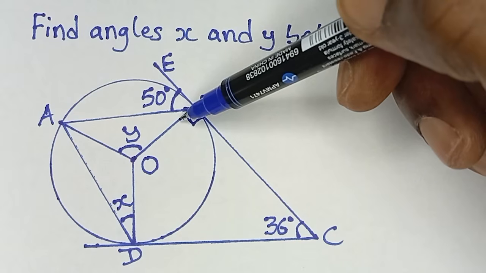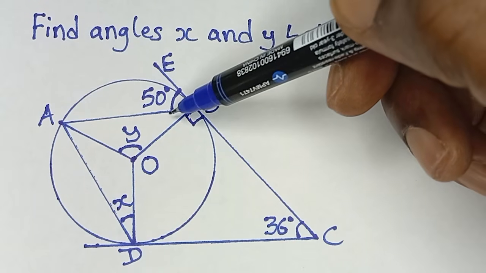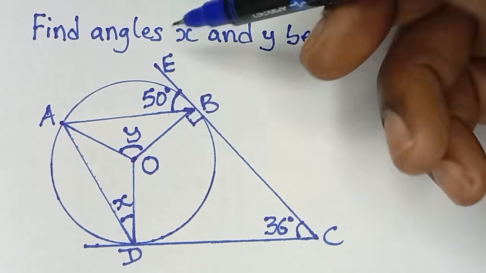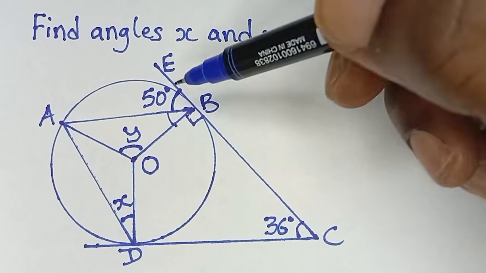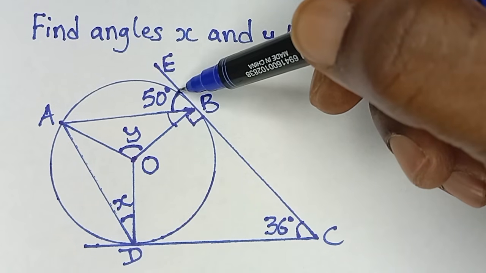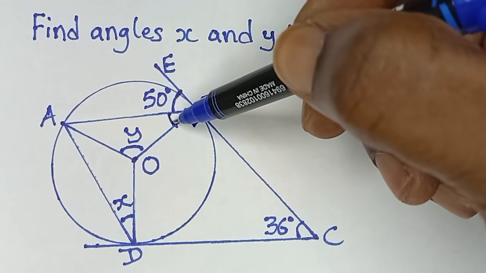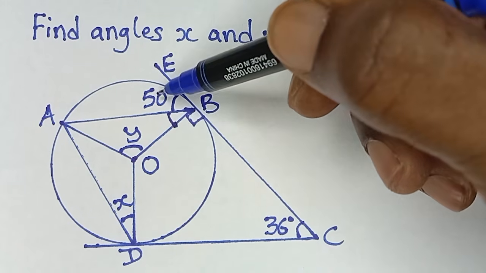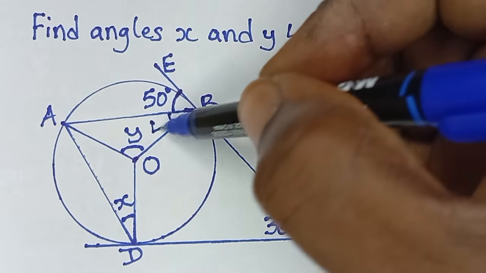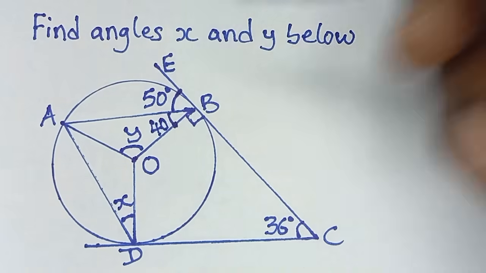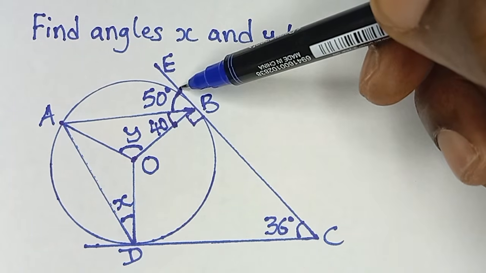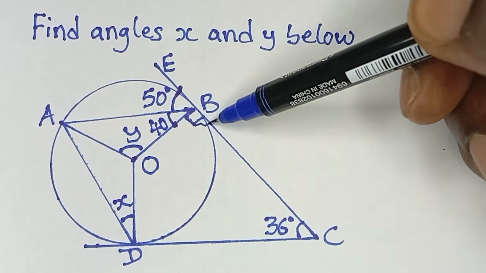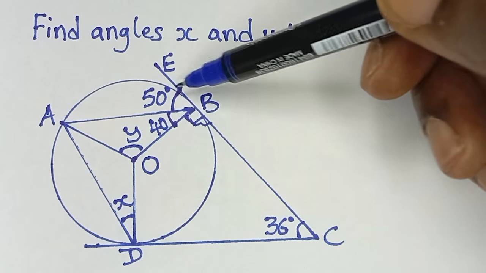So if the whole of this is 90, then you agree with me that we can get this angle here. If the whole of this is 90 and this angle is 50, then this remaining angle has to be 90 minus 50 to give us 40 degrees. Hope you are getting it.